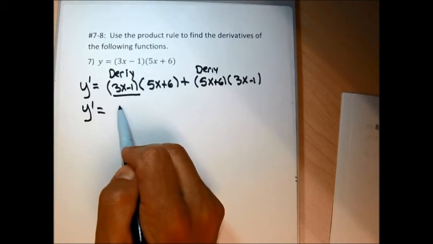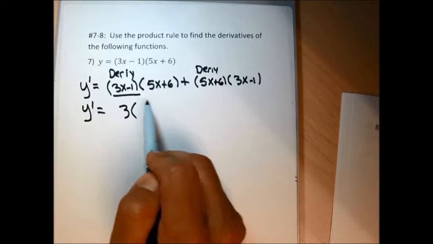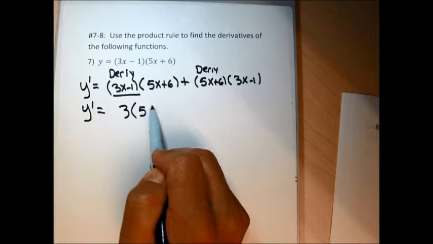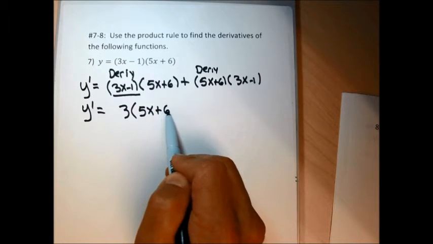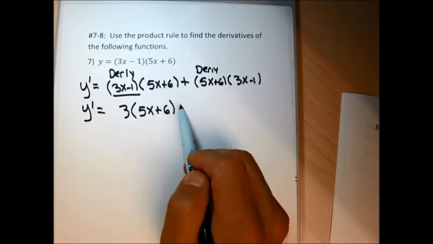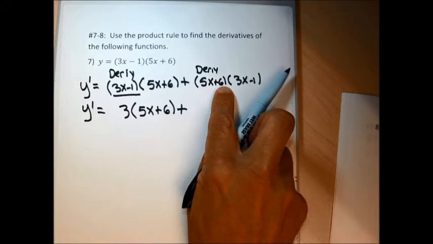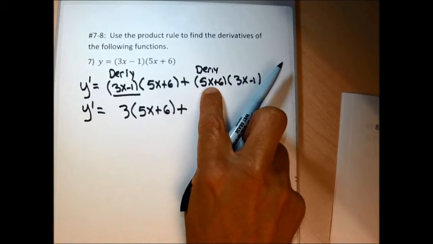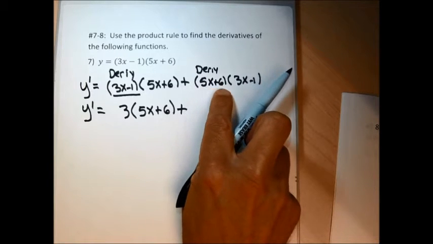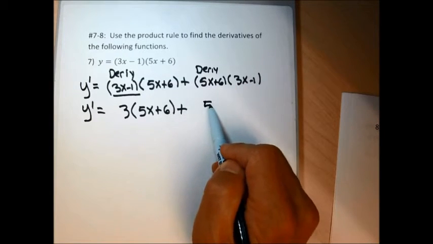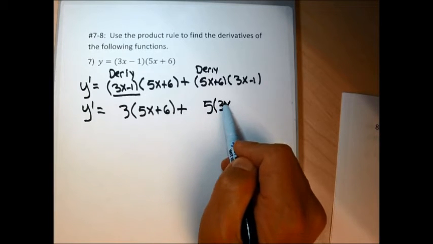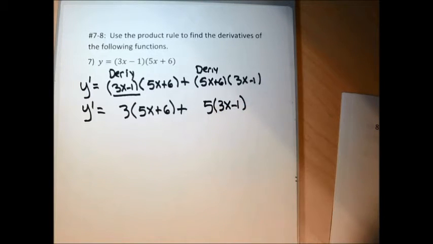So for this derivative, I'm just going to write 3, and I'm not going to leave the 3 in parentheses, although you could put it in parentheses. I'm going to leave the 5x plus 6 there. Bring down my plus sign. Do the next derivative. The derivative of 6, since it's a constant, is 0. The derivative of 5x is 5. So the derivative of 5x plus 6 is just 5. And I leave the 3x minus 1 alone. There aren't any common factors.